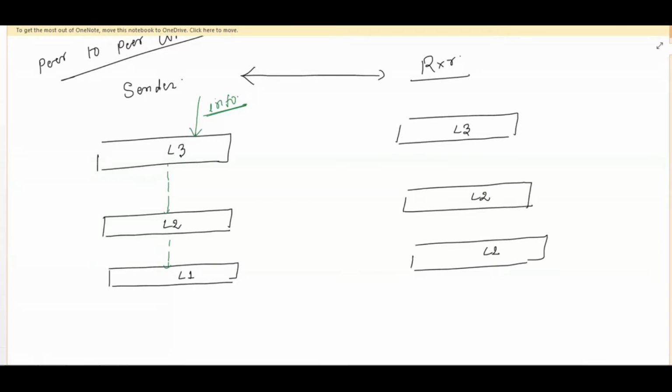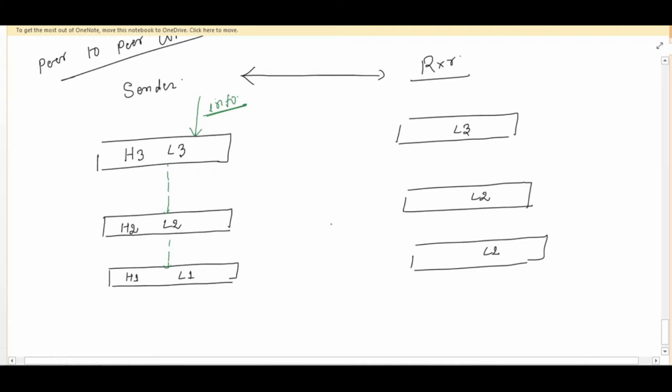For the time being, our task right now is not to teach L3, L2, L1; all these layers will come separately and I'll teach them in more detail. Right now our concentration is to understand the meaning of SDU and PDU. Whatever functionality Layer 3 performs, say Layer 3 adds information H3. Layer 2, for example, adds information H2, and Layer 1 adds information H1.